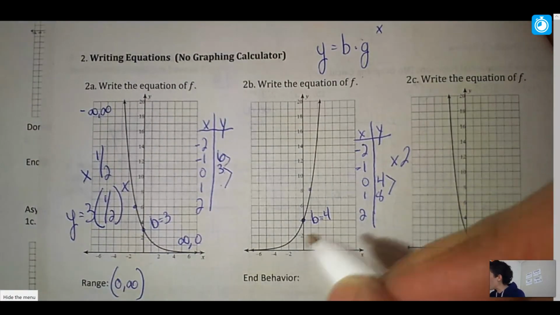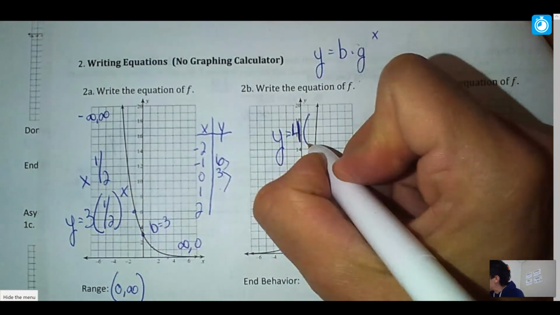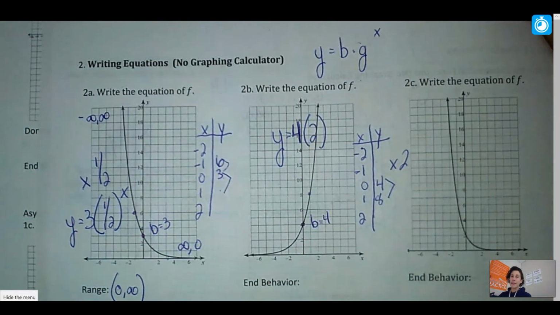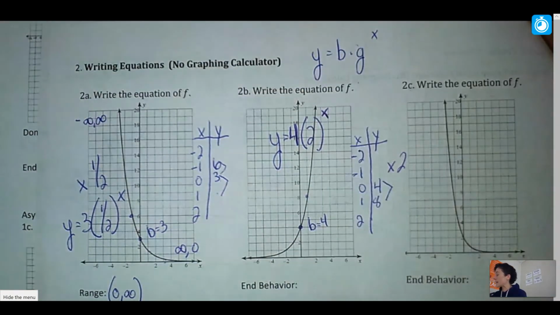So as far as the equation goes, I'll just put it here. It goes y equals my y-intercept. In parentheses, I'll put the 2. I don't technically need the parentheses. If you were to put this in your graphing calculator, you would want the parentheses. And then x as an exponent.